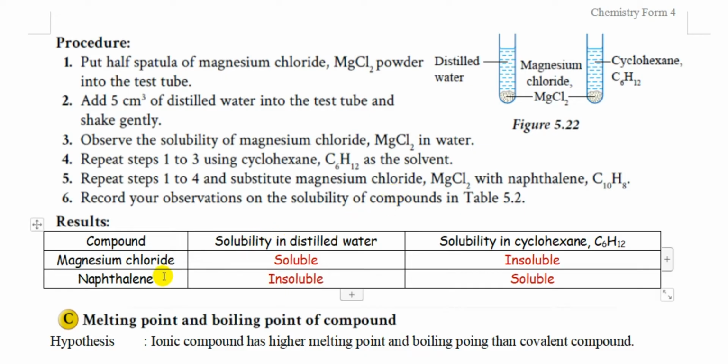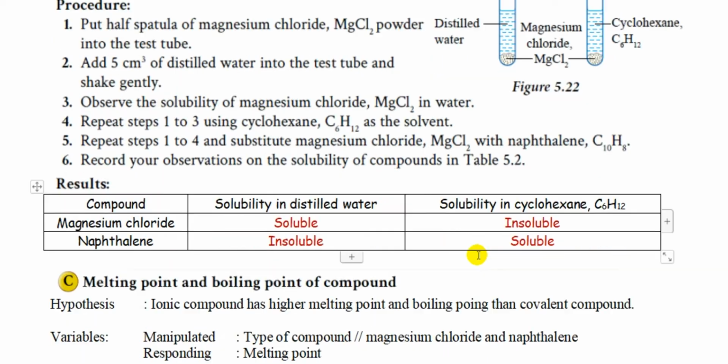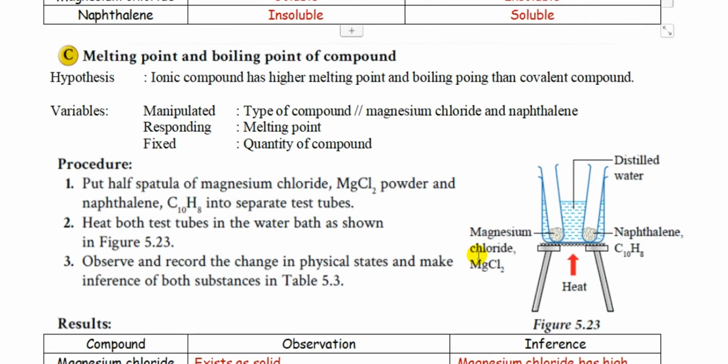所以很简单的 experiment，我们可以看到 magnesium chloride 是 soluble in water，然后 insoluble in organic solvent cyclohexane；然后 naphthalene as a covalent compound 是调转的。OK，非常简单。然后最后一个 experiment 是 to investigate the melting point and the boiling point of compound. Hypothesis: ionic compound has higher melting point and boiling point than covalent compound. Manipulated variable: type of compound; responding variable: melting point; fixed variable: quantity of the compound.